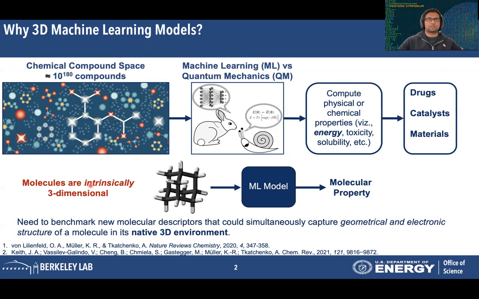Now, one of the reasons we are interested in developing 3D machine learning models is because molecules are intrinsically three-dimensional in nature. We are interested in predicting a wide range of chemical properties using machine learning. Therefore, we would like to test new descriptors that could simultaneously capture the molecular and electronic structure of the molecule in its native 3D environment. And since molecules are three-dimensional, quite a lot of features associated with a molecule could be represented in 3D space better. However, such 3D features have been relatively unexplored. Therefore, I will discuss the efficacy of some of these new 3D molecular descriptors in my talk.